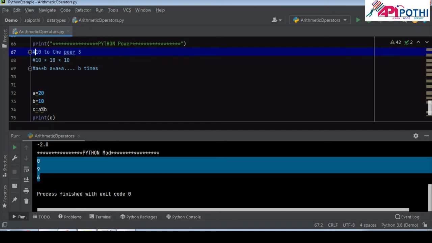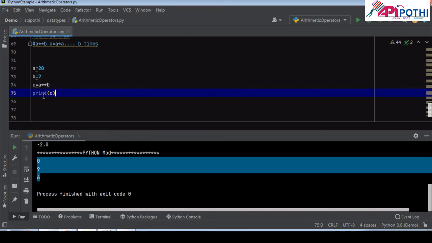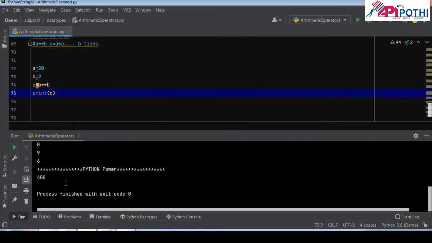Now A equal to 20, and A double star B means A has to multiply itself B times, and B is 2. So 20 into 20, 400. It should give the answer as 400. See, it is giving the answer as 400.